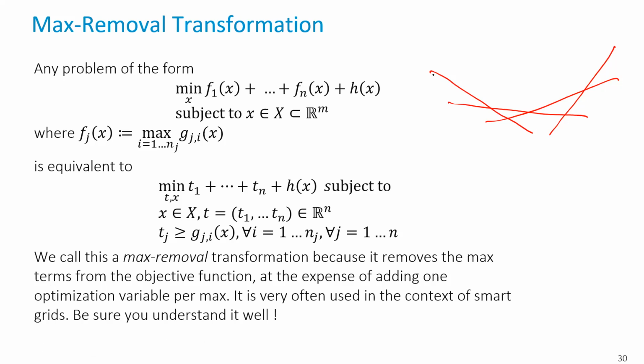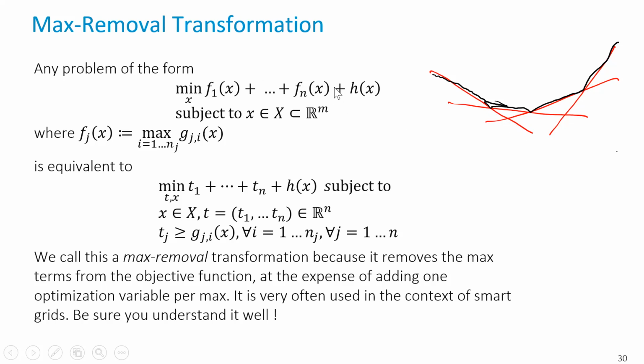Here I'm plotting a number of straight lines. I take the max of them. I obtain the black line. I apologize that it's not a perfect black line, but if I take the max of a number of linear functions, I obtain a convex function. If I minimize a convex function, I have a convex problem. That's what I want to have.